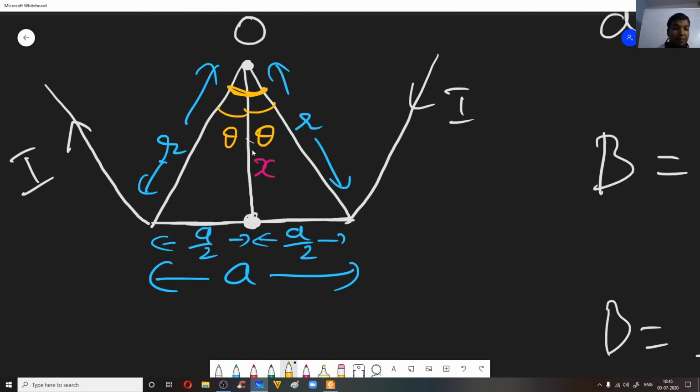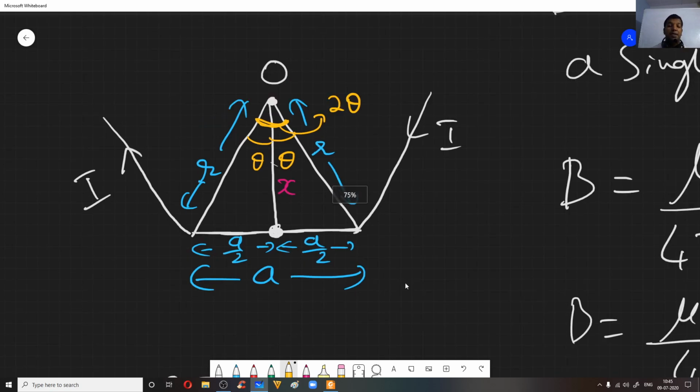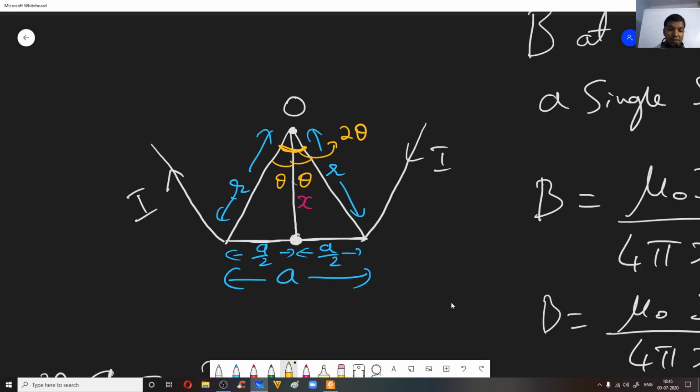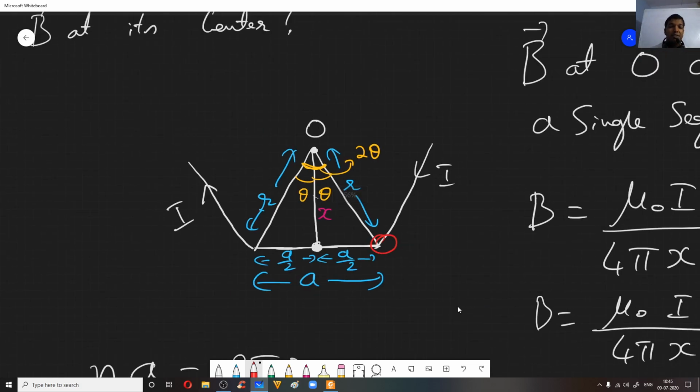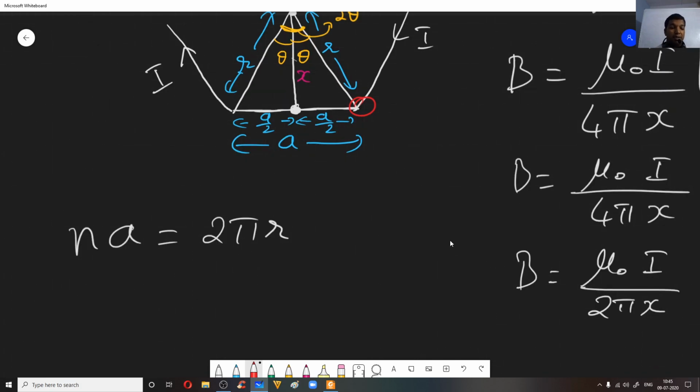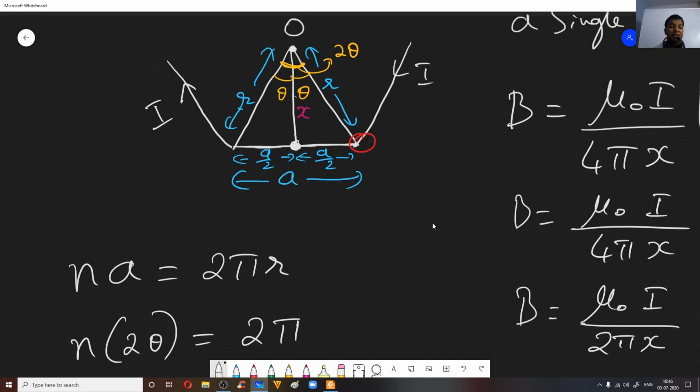And the complete angle will be 2 theta here. Then what is the angle made by the complete polygon? That is, if you start at this particular point and completely cover the regular polygon and come back to the same point, what is the angle you have covered? 360 degrees, right? So you can say n times 2 theta, that will give you 2 pi. Is it not correct? 2 pi is 360 degrees, right?